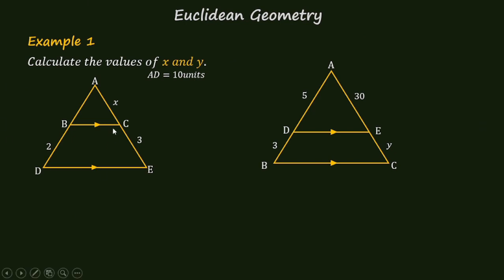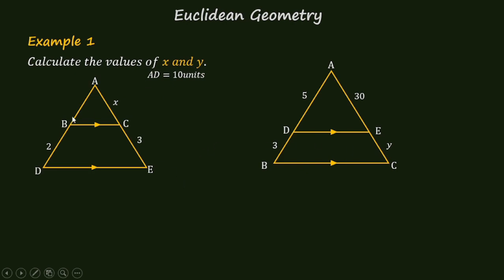We are given two triangles here, the triangle ADE and the triangle ABC. In this case, we are given that BC is parallel to DE, shown by these arrows. And here we are given that DE is parallel to BC, shown by these arrows. And this is the information that we are given on this triangle. We are also told that the side AD, for this triangle ADE, is 10 units. We are required to calculate the values of x and y. X in this triangle, y on the other triangle.